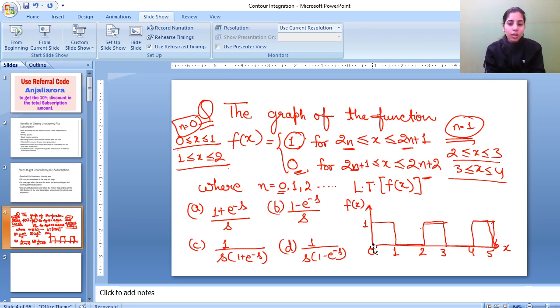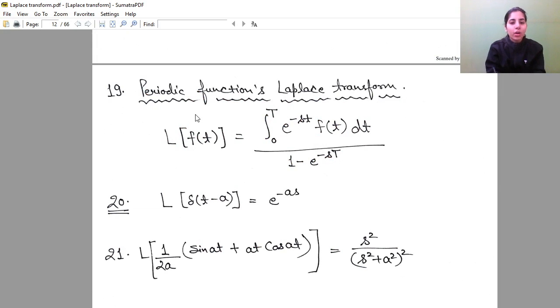Why? Because if you look at this particular point 0, at x equal to 0, the value of the function has become 1. Clear? Then when it repeats itself, at what value of x will its value become 1 again? At 2. So 2 minus 0 is 2. So what is the period of this function? That's 2. Clear? And what is the formula to find the Laplace transform of a periodic function? That is the integration from 0 to capital T of e to the power minus st f(t) dt upon 1 minus e to the power minus sT.